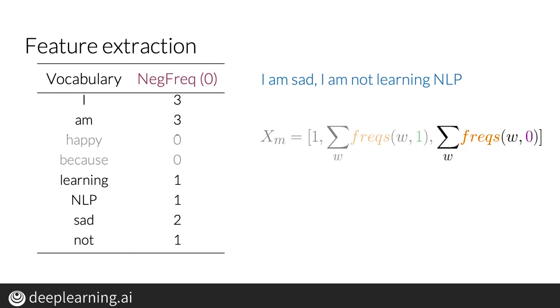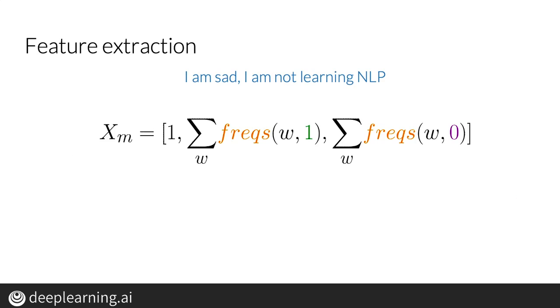Now let's get the value of the third feature. It is the sum of negative frequencies of the words from the vocabulary that appear on the tweet. For this example, you should get 11 after summing up the underlined frequencies. So for this tweet, this representation would be equal to the vector 1, 8, 11.